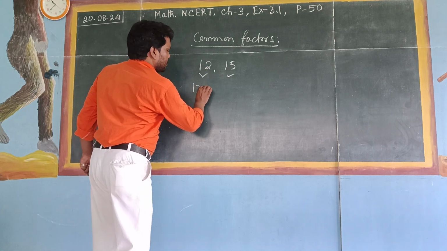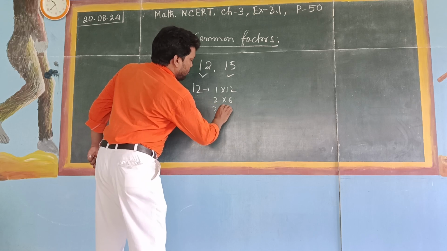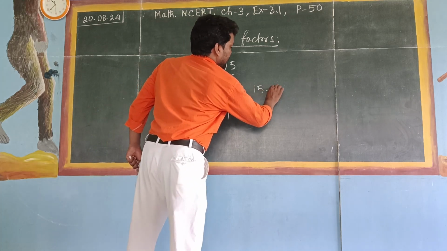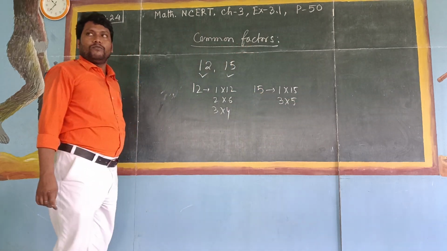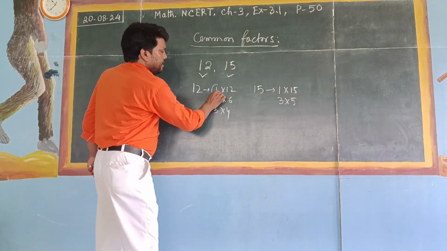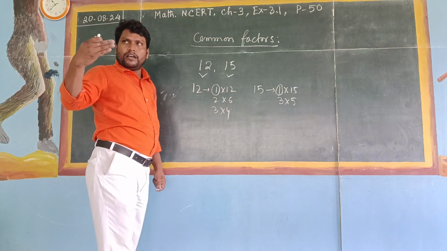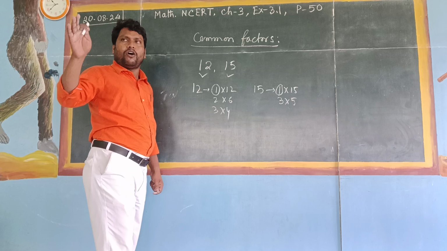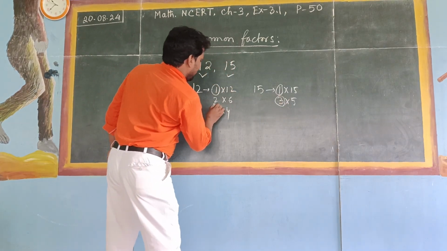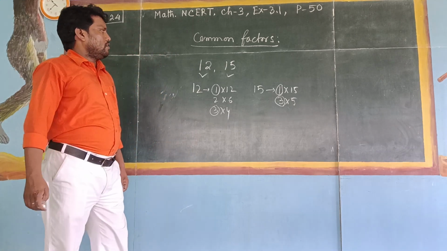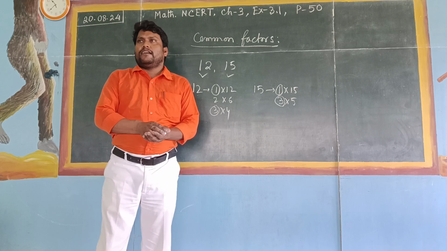So 12: 1 into 12, 2 into 6, 3 into 4. Next, 15: 1 into 15, 3 into 5. Okay. Now look very carefully. 1 is present in every number as a common factor. That may be composite, that may be prime, that may be odd, that may be even. Okay, 1 and 3. Now, the common factors of 12 and 15 are 1 and 3.